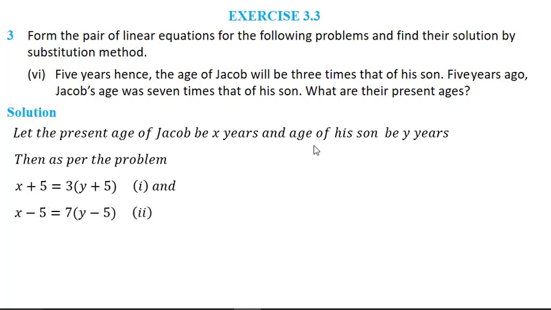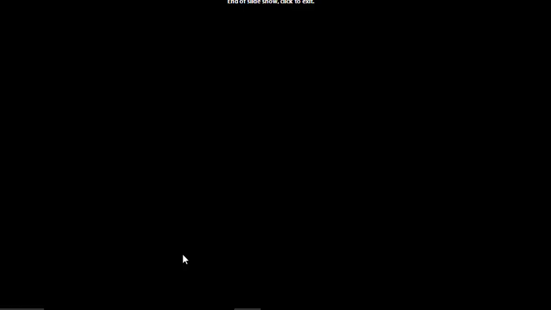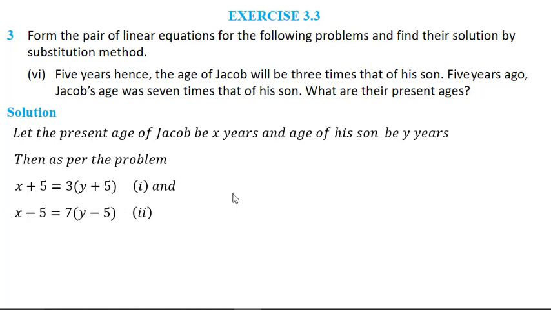And from the second condition, 5 years ago Jacob's age, that is x minus 5, is 7 times that of his son, so 7 into y minus 5. So I will simplify these two equations and I will get two equations. Okay, I will solve those two equations by substitution method, what we have already done in the first question.